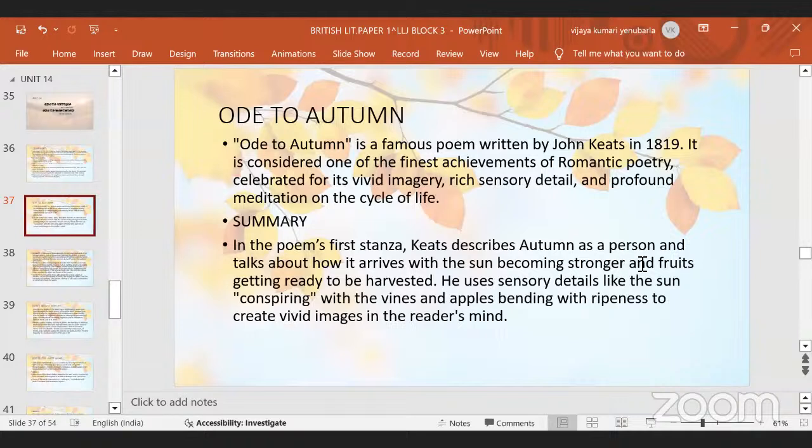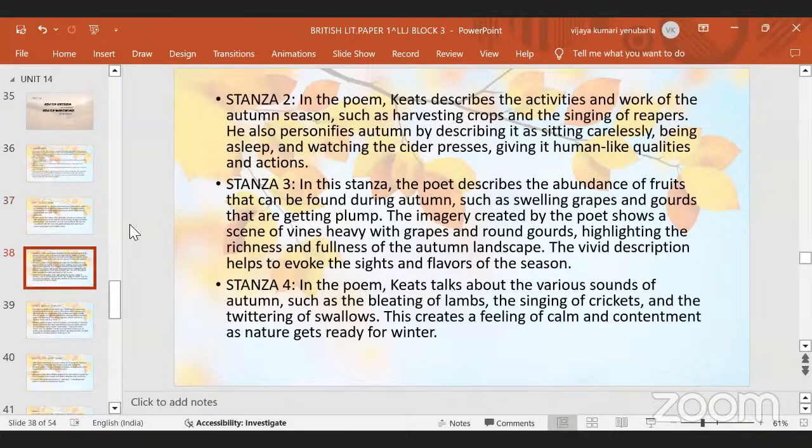They describe season and nature as a person. So here autumn is a person, and the poem talks about how it arrives with the sun becoming stronger and fruits getting ready to be harvested. He uses sensory details like the sun conspiring with the vines and apples bending with ripeness to create vivid images in the reader's mind. So he says autumn is like a person, coming like the sun, and the fruits are ready to be harvested. That means they are ready to be plucked.